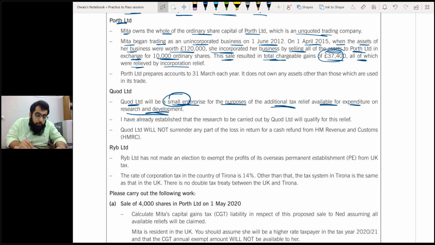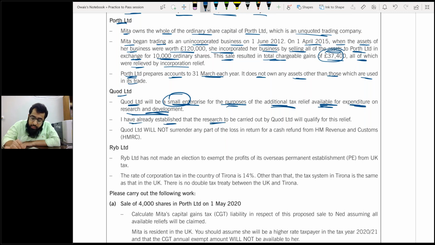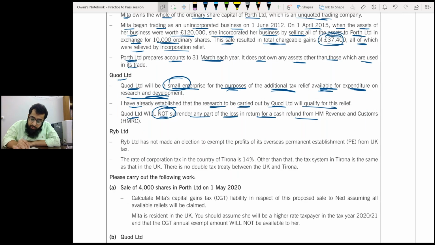Port Limited prepares accounts to 31st March each year. It does not own assets other than those which are used in trade. Quad Limited will be a small enterprise for additional relief of R&D. I have already established that research to be carried out by Quad Limited will qualify for this relief. Quad Limited will not surrender any part of the relief or any part of the loss in return for a refund from HMRC. RIBE Limited has not made an election to exempt profits of overseas permanent establishment.